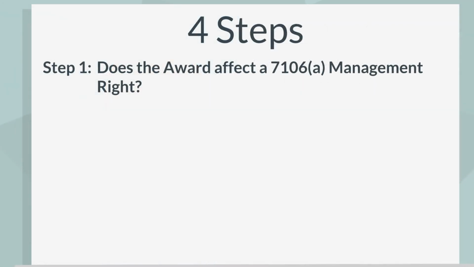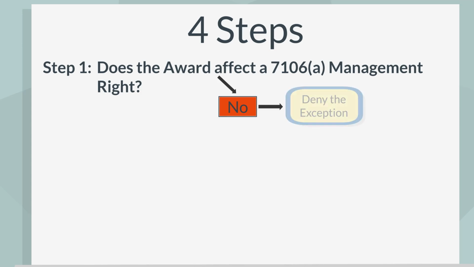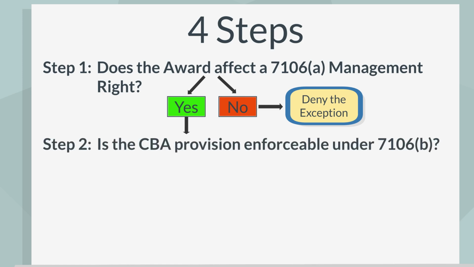If the accepting party does not show the award affects a management right in either way, then the authority will end the CFPB analysis at step 1 and deny the management rights exception. However, if the accepting party shows that either the arbitrator's interpretation and application of the agreement or the remedy affects management rights, then the authority will move on to step 2 of the CFPB test.